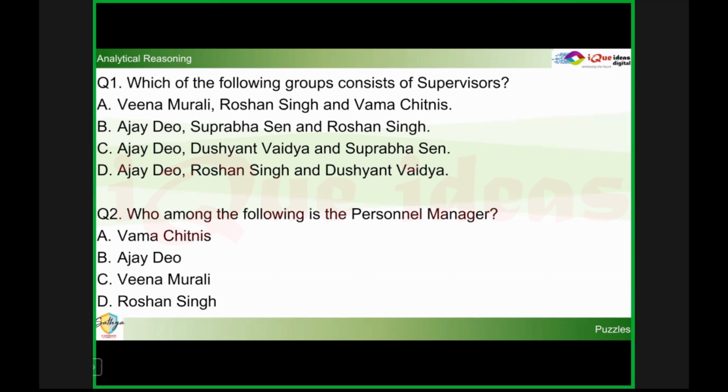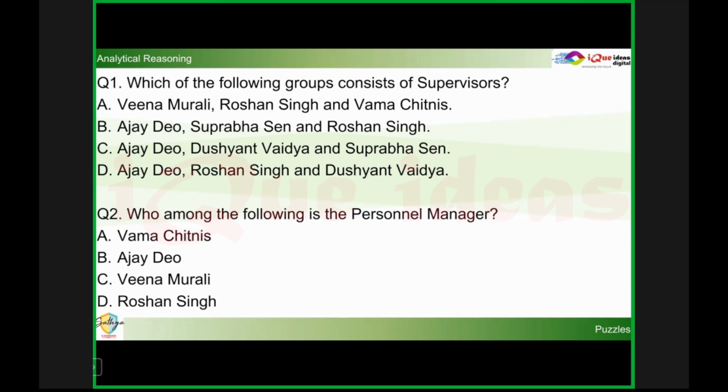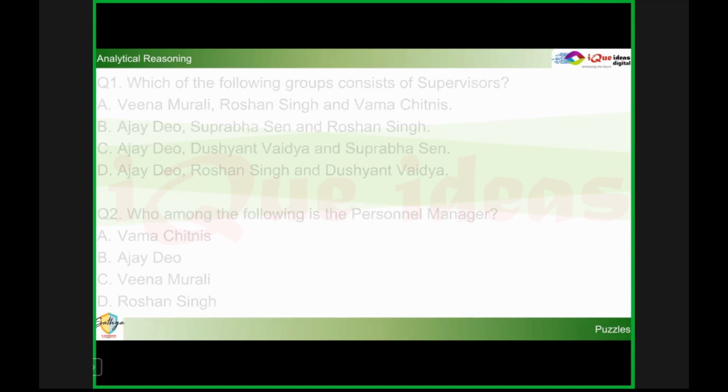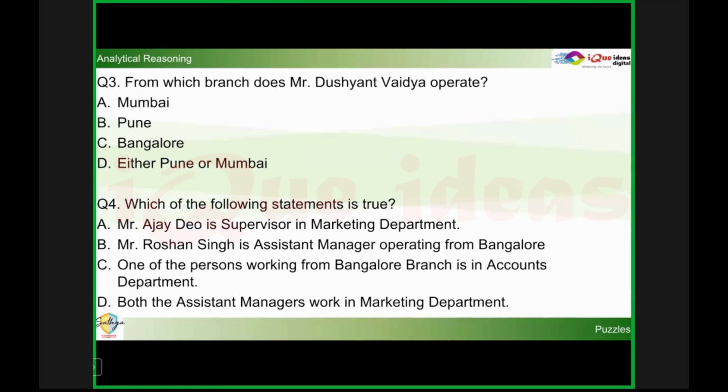Then who is the personnel manager? Who is the personnel manager? Wo bhi aa jayega. Dushyant Vaidya is which branch? We'll get that. And which of the statements is true? I'm quickly rushing through the questions because once you have understood how to solve it and you have the table in front of you, you just have to refer to the table and you'll get the answer, right? I hope everybody is following me there.